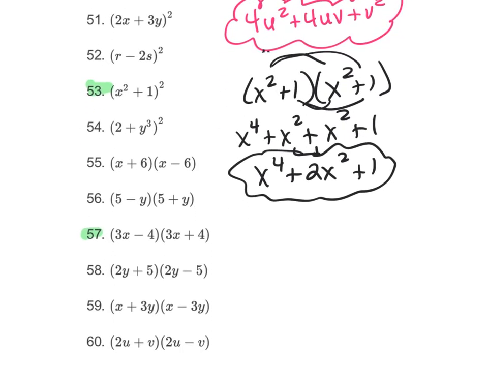Number 57 is the sum and difference. If you see the pattern, fantastic. If you don't, no worries. 3x times 3x is 9x squared. 3x times positive 4 is plus 12x. Negative 4 and 3x is minus 12x. Negative 4 and positive 4 is minus 16.